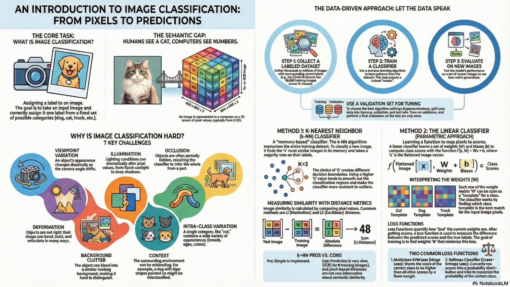We have to choose things like the value of K or the distance metric, L1 or L2. These are hyperparameters. Yes, and this brings us to probably the single most important rule in all of machine learning. Which is? You never, ever, ever tune your hyperparameters on the test set.